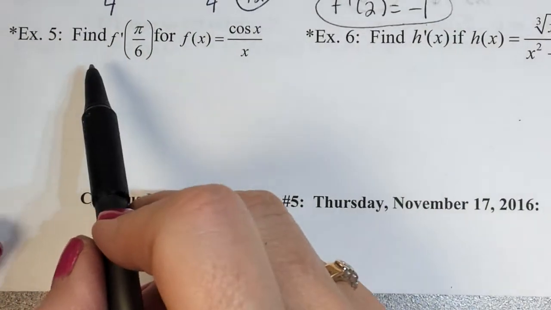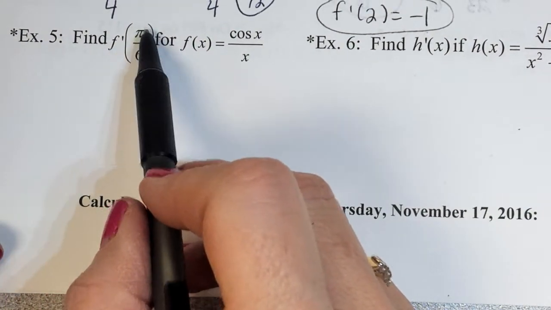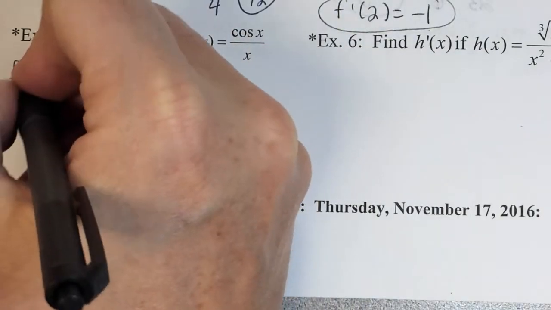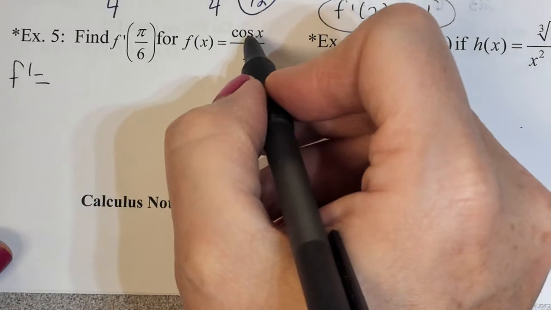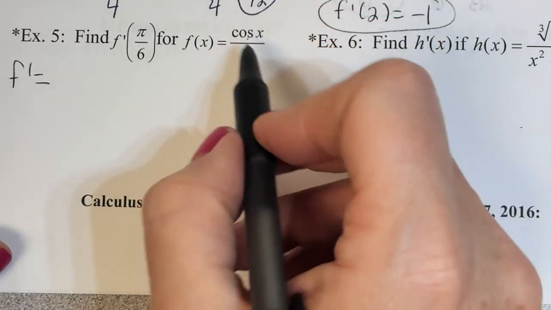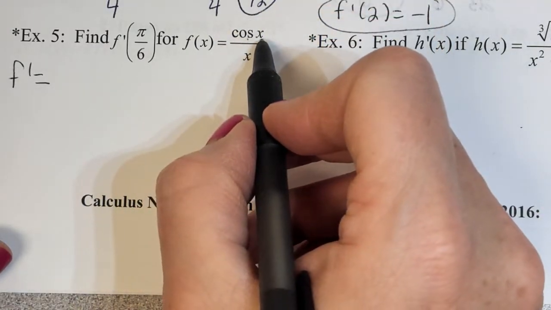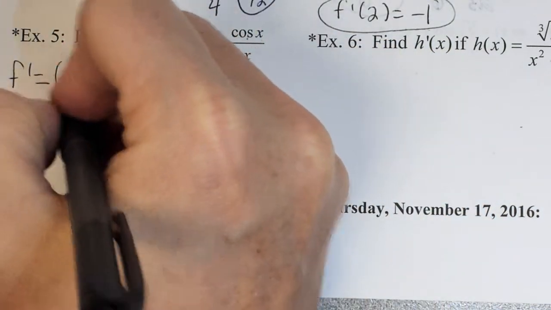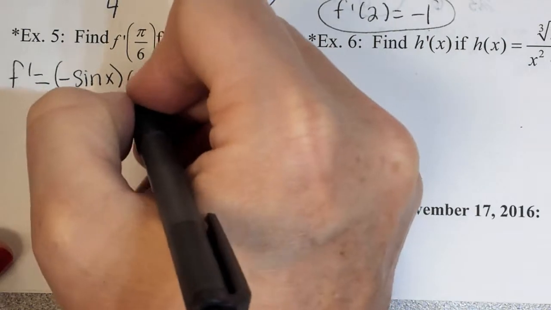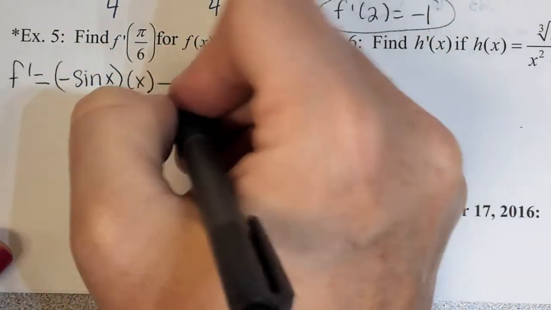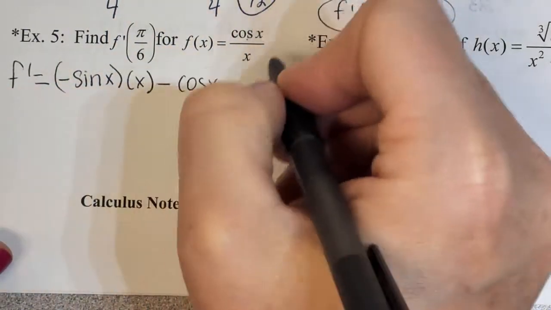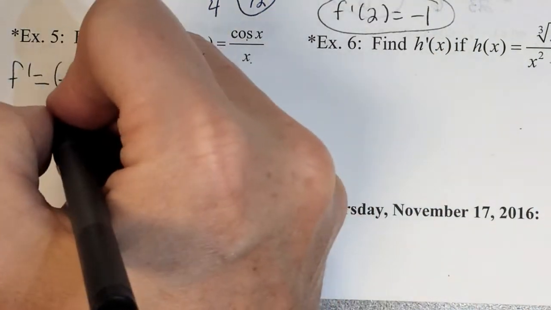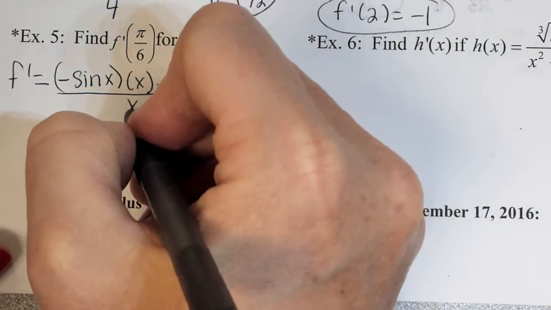All right, let's look at example 5. We're trying to find the slope at pi over 6 for this function. So I'm going to go f prime equals, we're going to do the derivative of the top. So what's the derivative of cosine x? Good, negative sine x times the denominator minus the numerator, and then the derivative of g is just going to be 1, all over g squared.